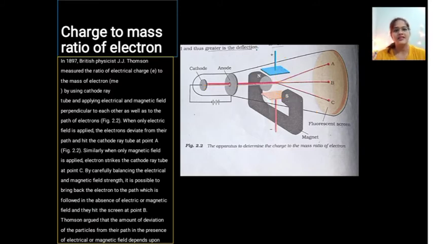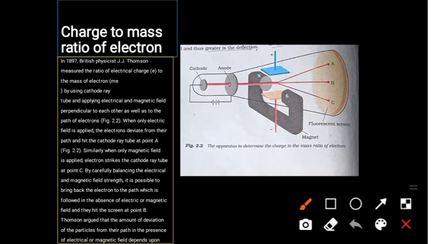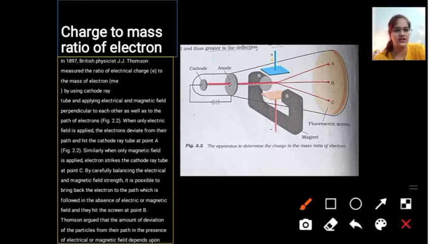Okay, now let's read this. When only the electric field is applied, the electrons deviate from the path and hit the cathode ray tube at point A, and similarly when only the magnetic field is applied, it goes to C. Let me explain this. When he applied only the electric field, keeping the magnetic field 0, the cathode ray went to this side, and point A shows what happened under the electric field. And when he applied only the magnetic field, it moved like this.